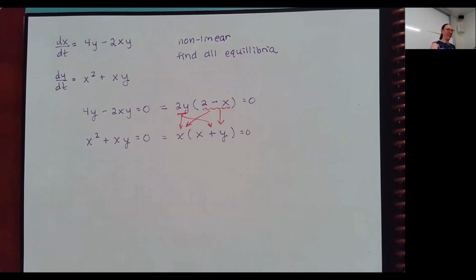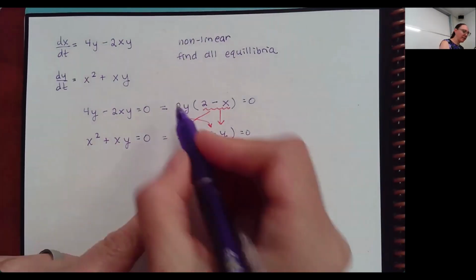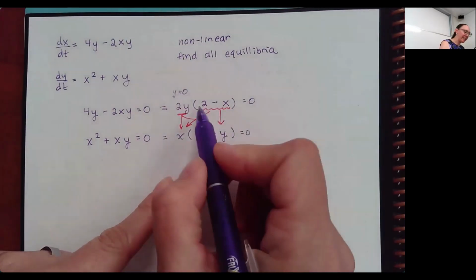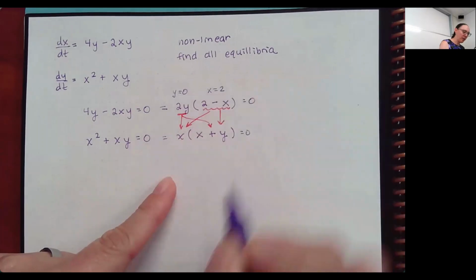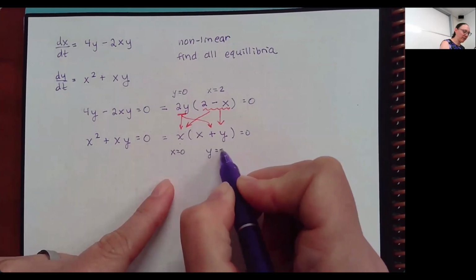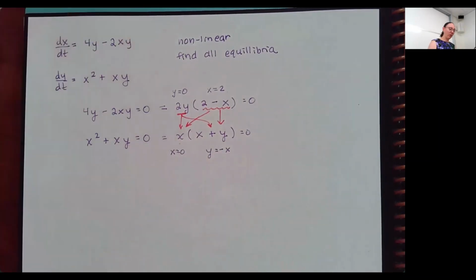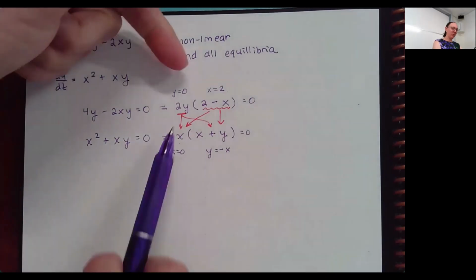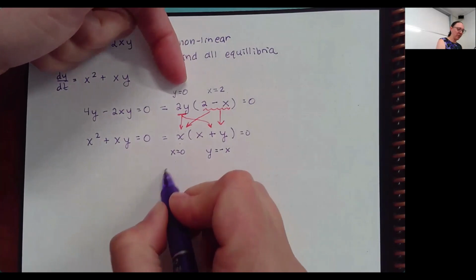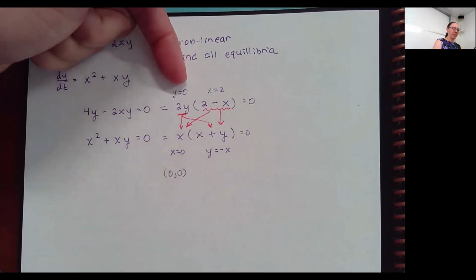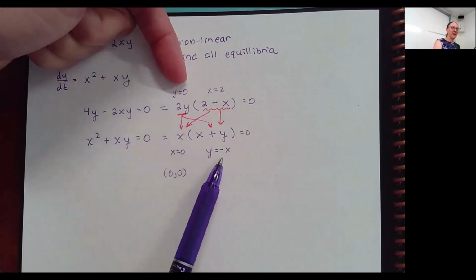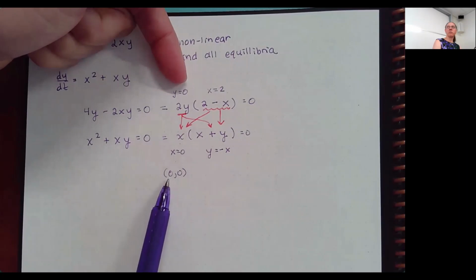So what does that look like in practice? Well, if 2y is equal to 0, that means y is equal to 0. And if 2 minus x is 0, then x is 2. This would tell me x is equal to 0, and this would tell me y is equal to negative x. So if I think about all of those possible pairings, if I start with y equals 0 and match it with x equals 0, that gives me the point 0, 0. If I match up y equals 0 with y equals negative x, that also gives me the point 0, 0.